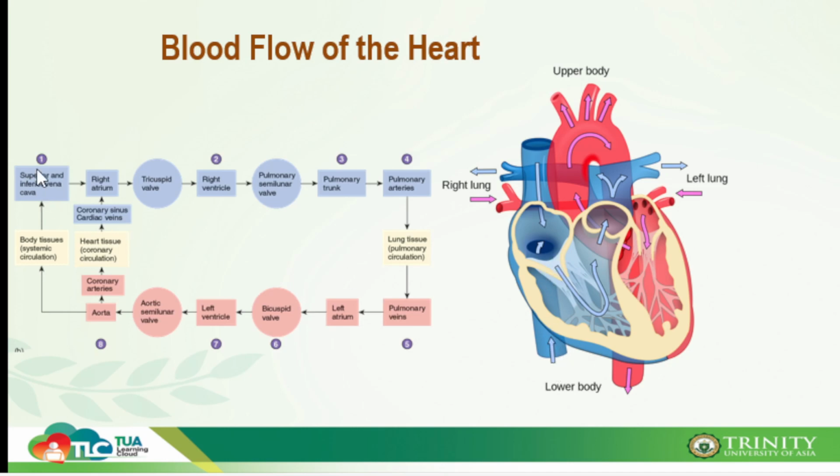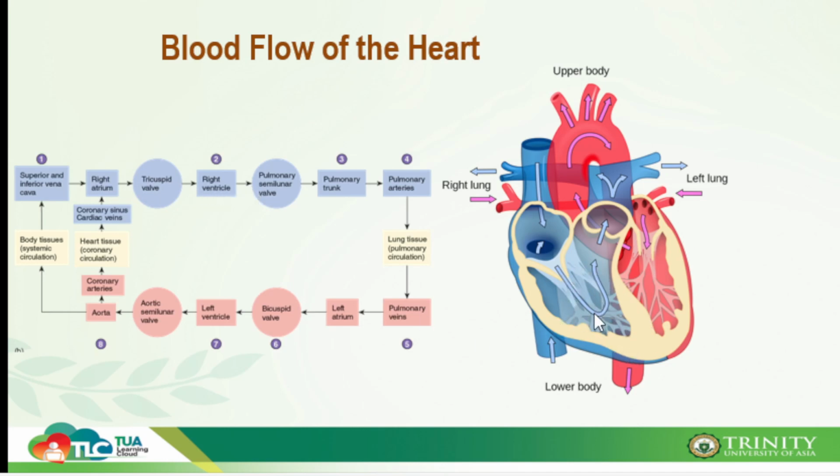And both of them will end up in the right atrium because the right atrium is a collecting chamber together with the left atrium, right? The blood will first go to the right atrium. It will then force open the tricuspid valve and will enter the right ventricle. Okay, are you following? You just have to follow this diagram here. Will enter the right ventricle.